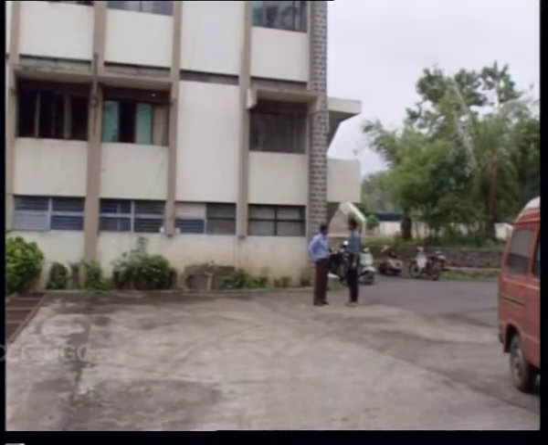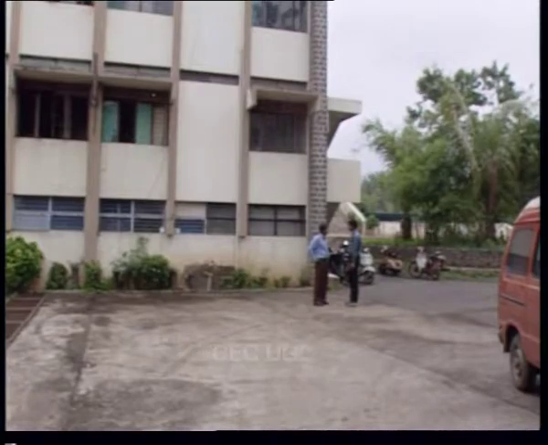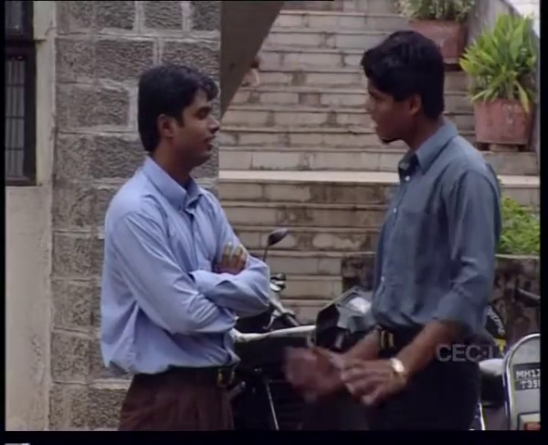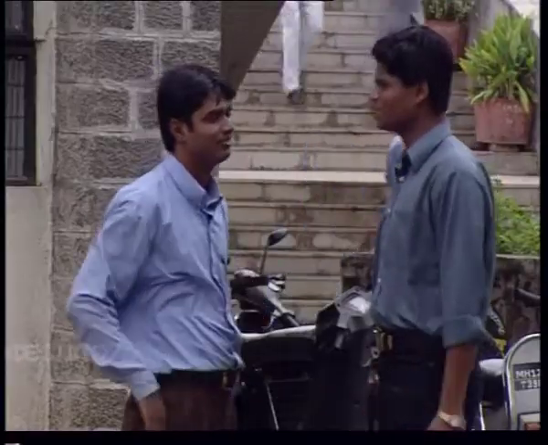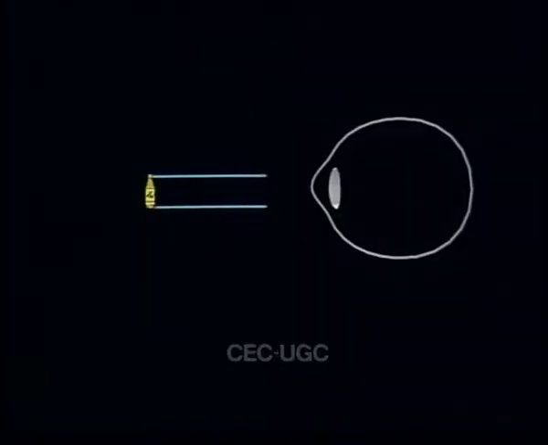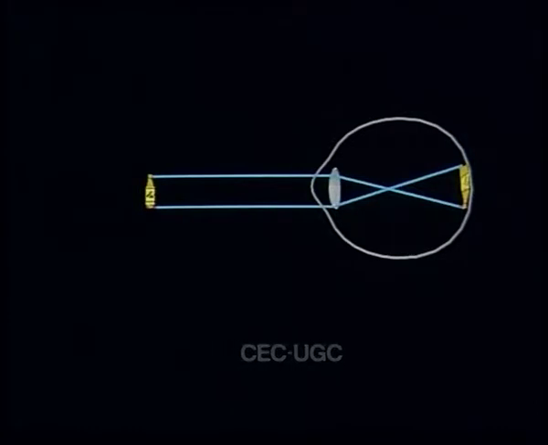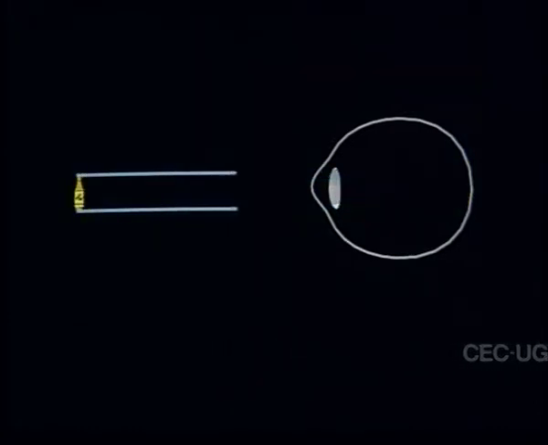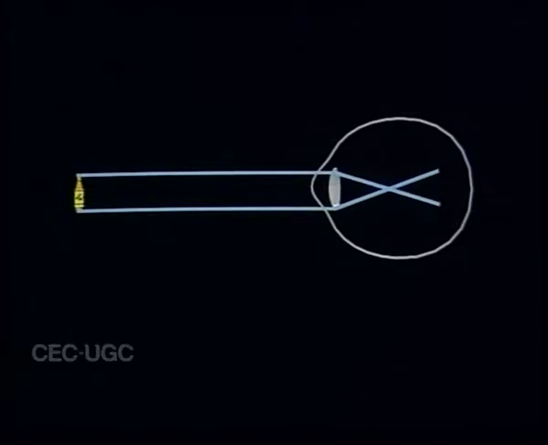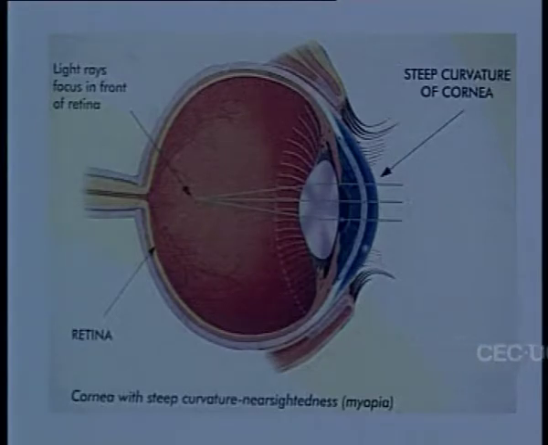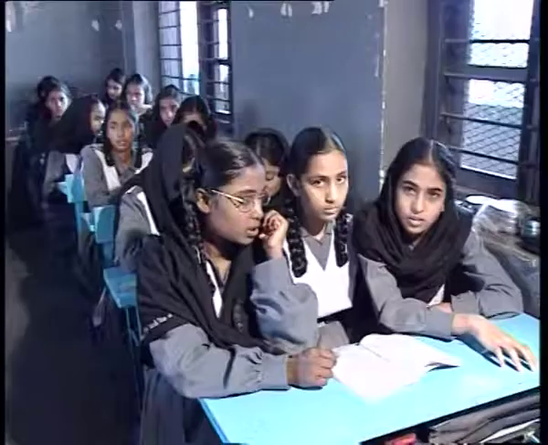In myopia, conditions reverse. Distant or faraway objects seem blurred, but nearby objects are seen clearly. Myopia occurs when the eyeball is long from front to back. Therefore, only the images of nearby objects focus on the retina. Images of distant objects get focused in front of the retina, thus creating a blurred picture. Sometimes the cornea is too curved, and this too causes myopia.